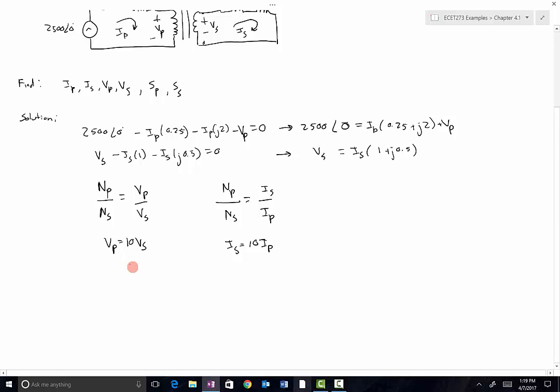So we see that since it's a 10 to 1, this is a step down transformer. We're referring specifically to the voltage. The voltage on the primary side is larger than the voltage on the secondary side. The inverse is true of the current. The current on the secondary side is larger than on the primary side. So now we've got 1, 2, 3, 4 equations and 4 unknowns.